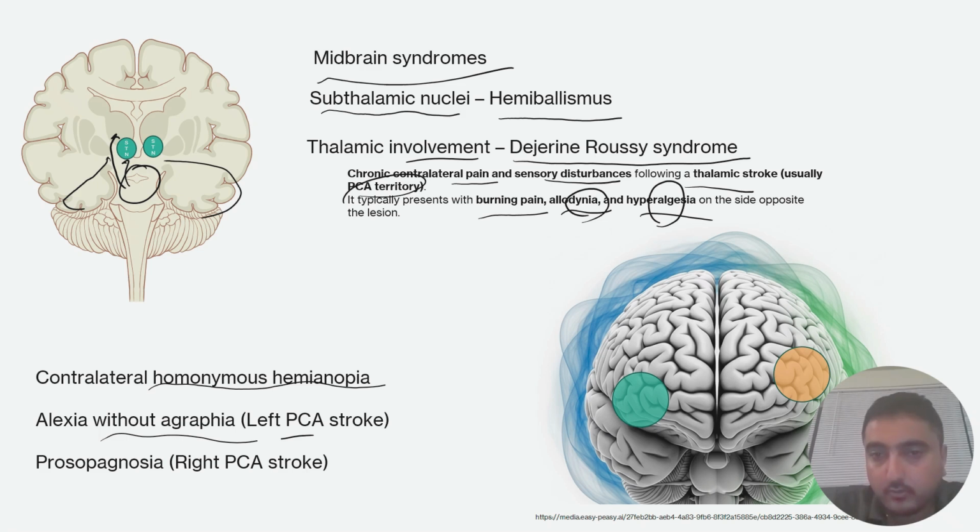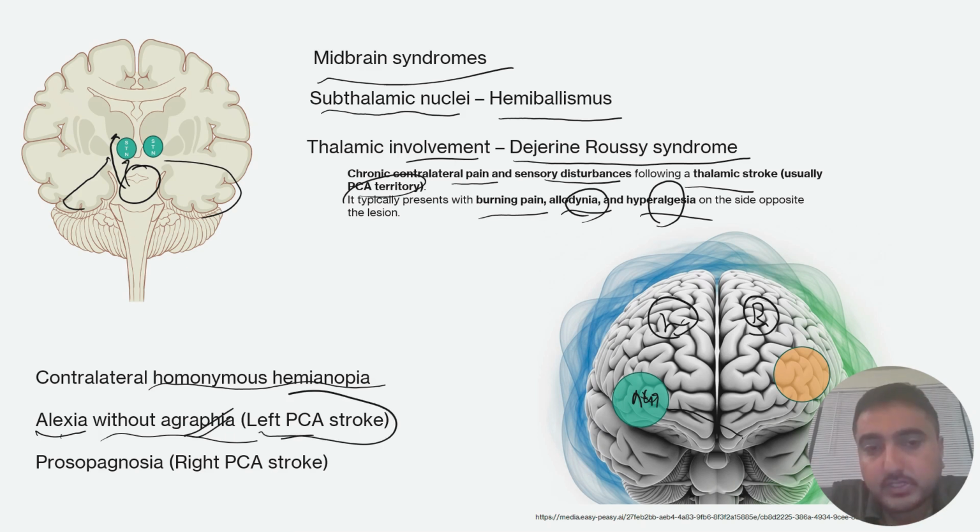We are seeing the brain from the back in this picture. So this would be the left hemisphere and this would be the right hemisphere. In the left hemisphere we have the angular gyrus, which is one of the important centers used to recognize the things that we see with our eyes. So the fibers to the angular gyrus might be involved. I'll explain this in the next few slides. That would lead to alexia without agraphia. Alexia means you cannot understand what you read, and agraphia means you cannot write what you think.